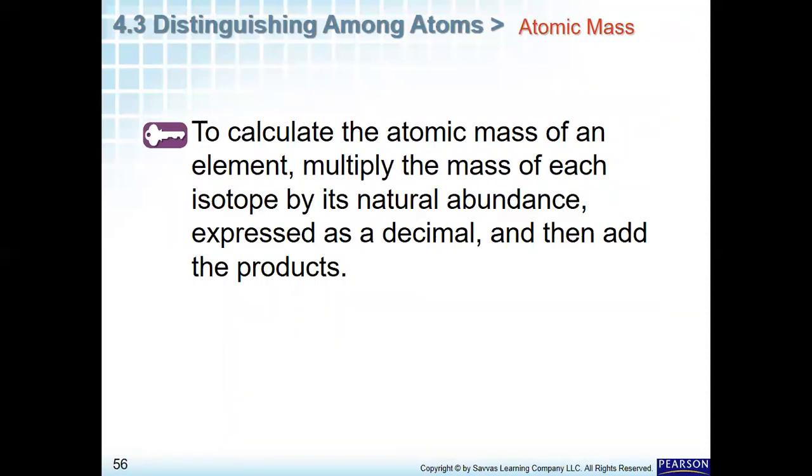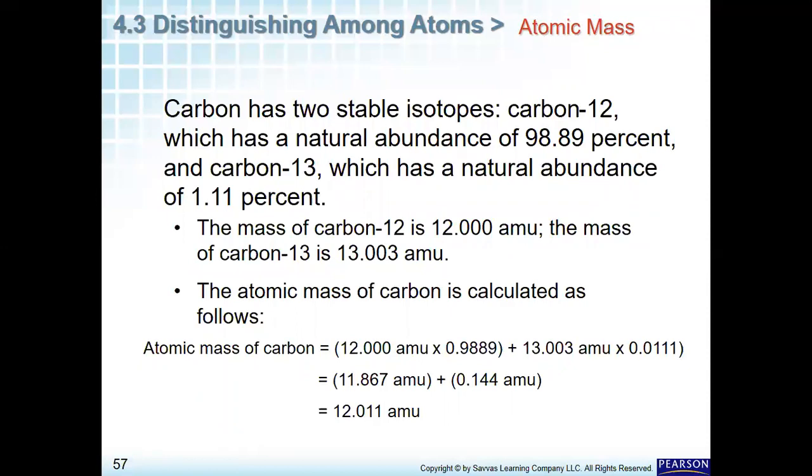To calculate the atomic mass of an element, multiply the mass of each isotope times its natural abundance, expressed as decimals, not as percent, and then add the products. For example, here, guys, the abundance of carbon 12 is about 98.89%, and on the other side, carbon 13 is 1.11%.